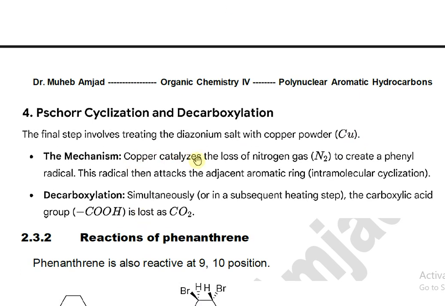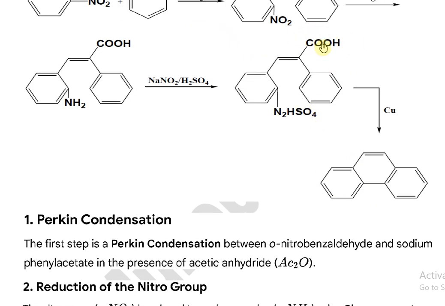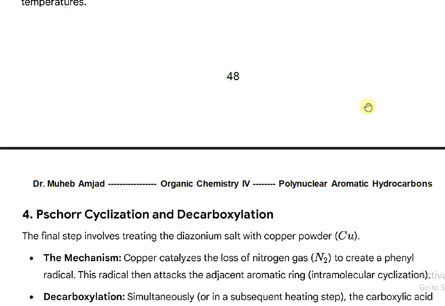Of course, the mechanism: copper catalyzes the loss of nitrogen gas here, creating a phenyl radical. The radical then attacks the adjacent aromatic ring, an intramolecular cyclization. With decarboxylation, it is clear for you here, the carboxylic acid group will be lost as CO2 gas, carbon dioxide. This is decarboxylation, removing the CO2H, cyclization and decarboxylation, the reactions with copper.